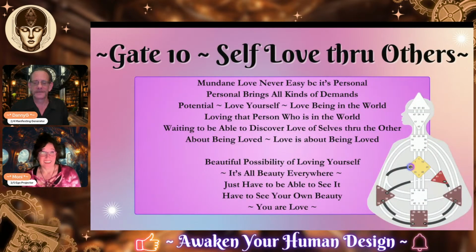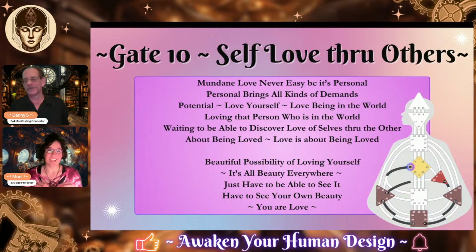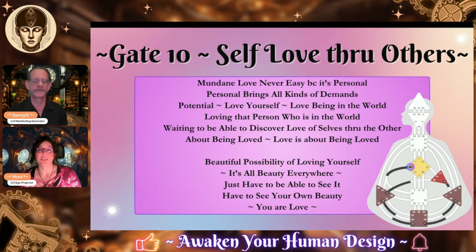So now we're hitting up gate 10 again, this time through this personal lens. And this is self love through others. Mundane love is never easy because it's personal. Personal brings all kinds of demands. The potential is to love yourself and love being in the world, loving that person who is in the world, waiting to be able to discover the love of ourselves through the other, about being loved. This is love about being loved. This is the beautiful possibility of loving yourself.